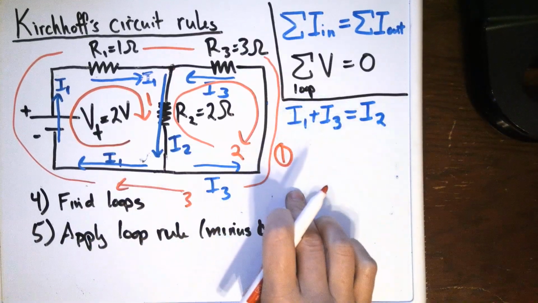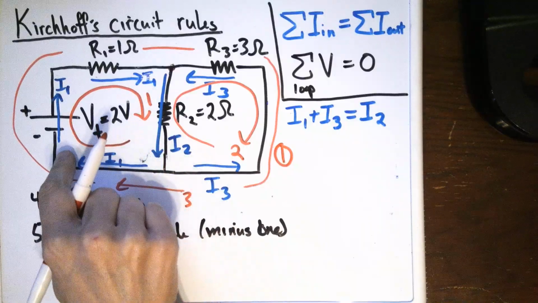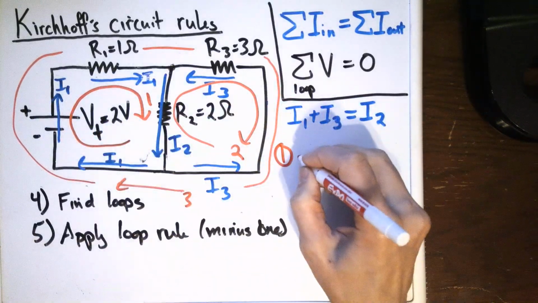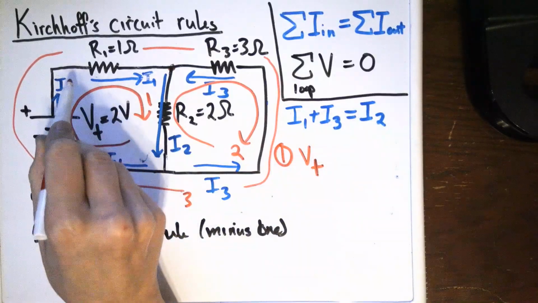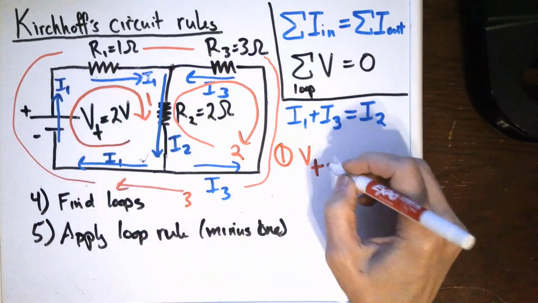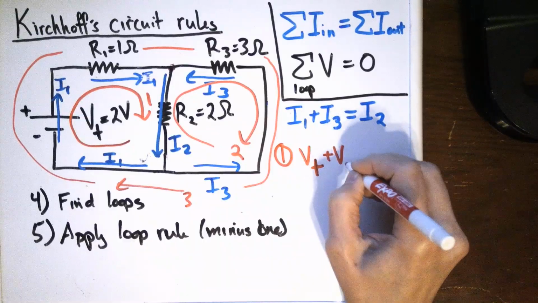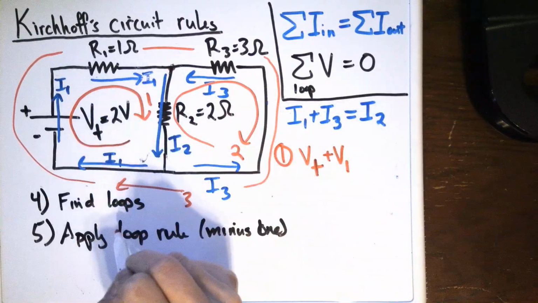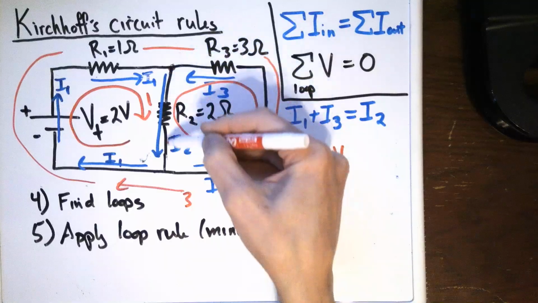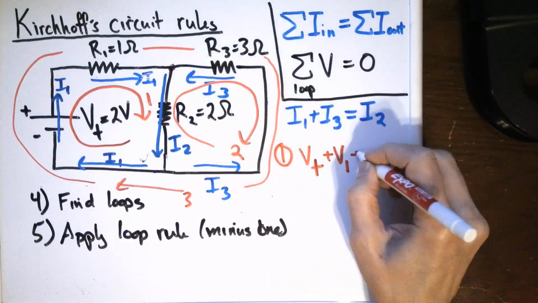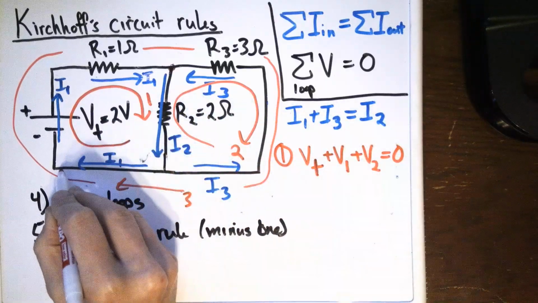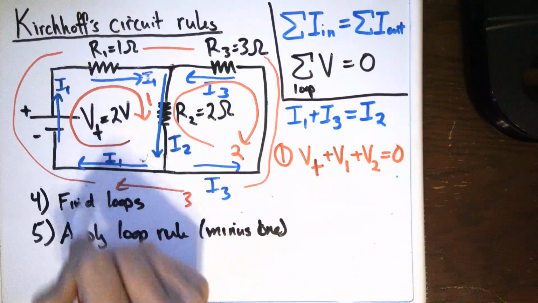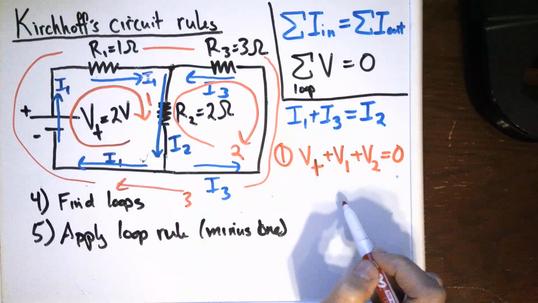So for loop number 1, I'm going to go over the battery, so I'll need the voltage difference across the battery, and then over resistor 1. I'm going to call that voltage 1. That's the voltage difference across resistor 1, and then over resistor 2, so I'll call that voltage 2. And then I'm back where I started, and all my voltages are adding up to 0.